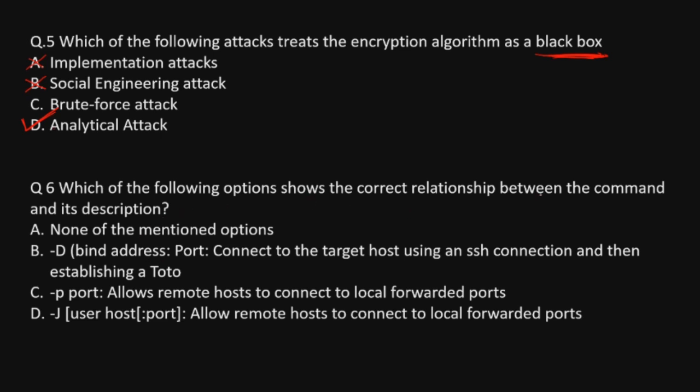Which of the following options shows the correct relationship between the command and its description? Okay, so what we got? We got A with none of the above. Then there is B with -D bind address port: connect to the target host using SSH. No, those are not connected to SSH. So option B is wrong. Okay, so -L port allows remote host to connect to the local forwarding ports. Yes, it's true. Then -J allows remote host to connect to local. No, it's B. So B is wrong.